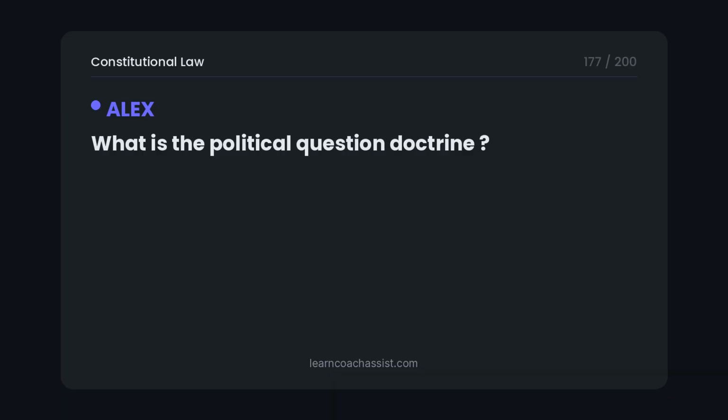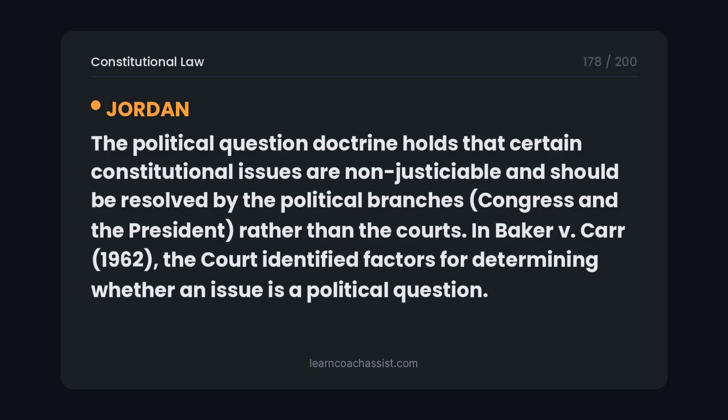What is the political question doctrine? The political question doctrine holds that certain constitutional issues are non-justiciable and should be resolved by the political branches, Congress and the President, rather than the courts. In Baker v. Carr, 1962, the court identified factors for determining whether an issue is a political question.